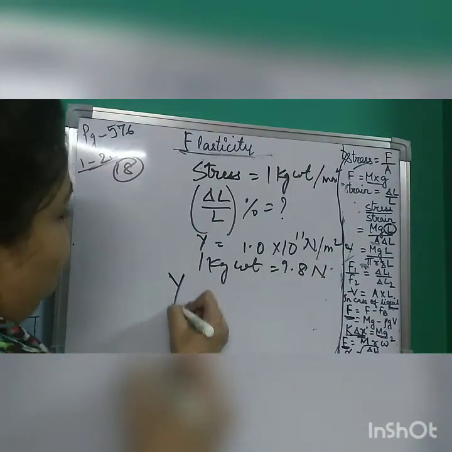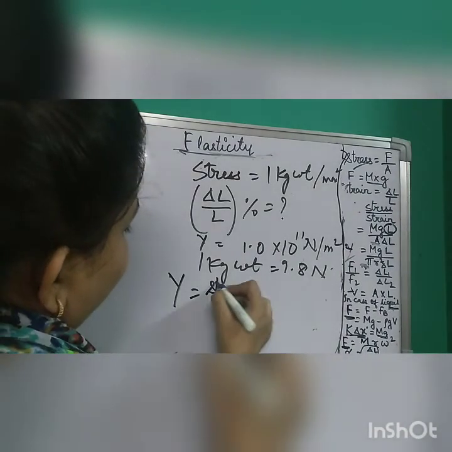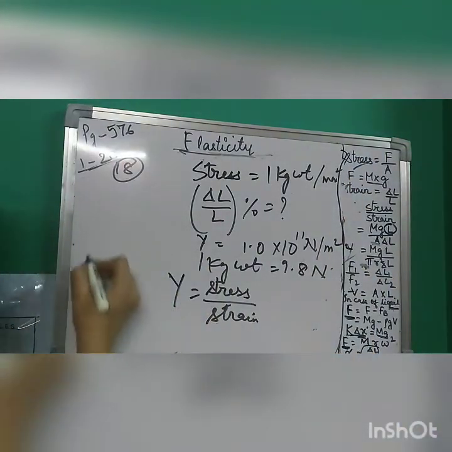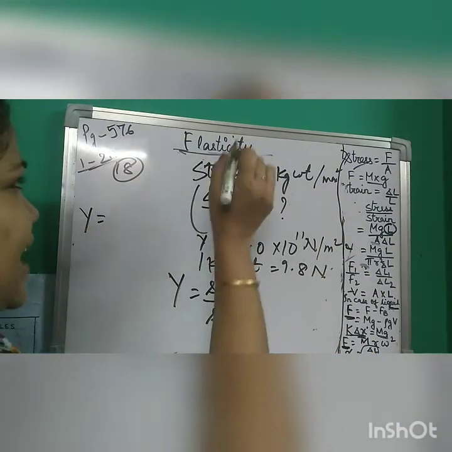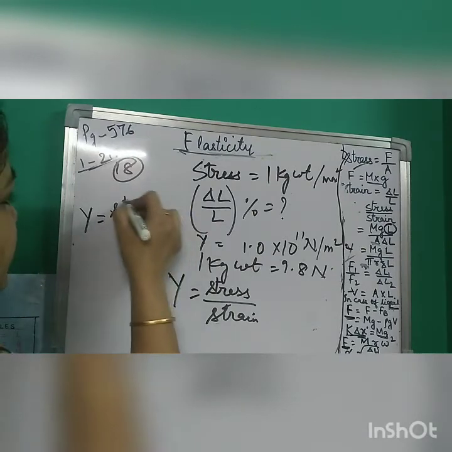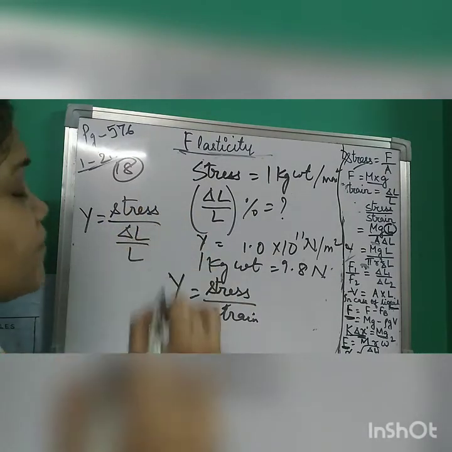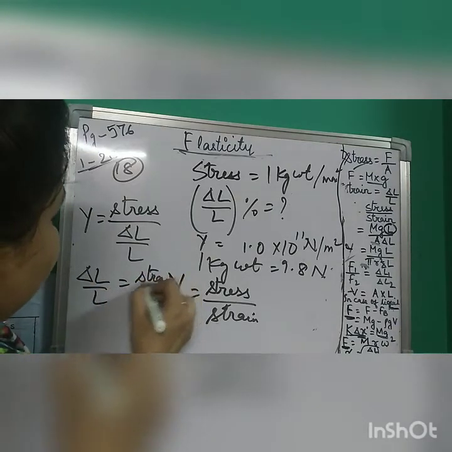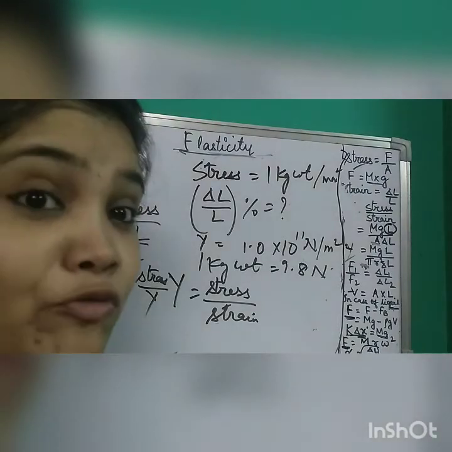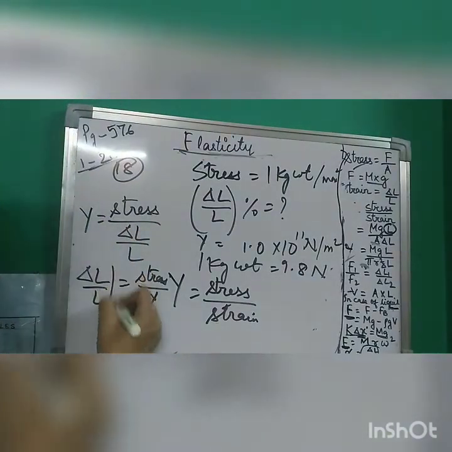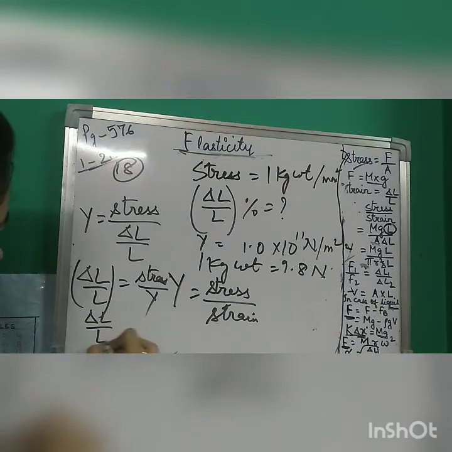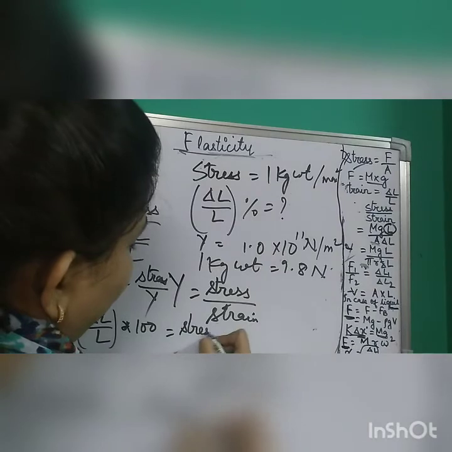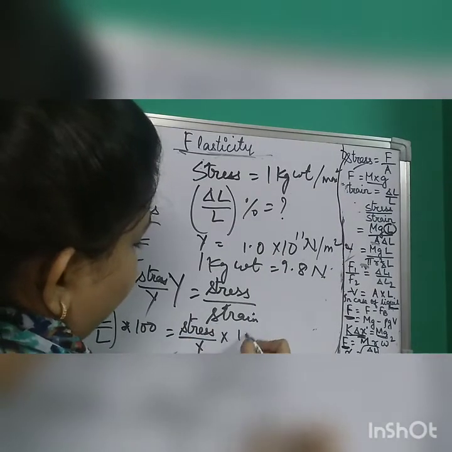So these are the quantities given to you. Now, what is the formula of Y? Y is nothing but stress by strain, as I have written in the beginning. Stress value is given to us and strain is delta L by L. So delta L by L is nothing but stress by Y. We have to find the percentage, delta L by L into 100, so just multiply both sides by 100 and you get the percentage.